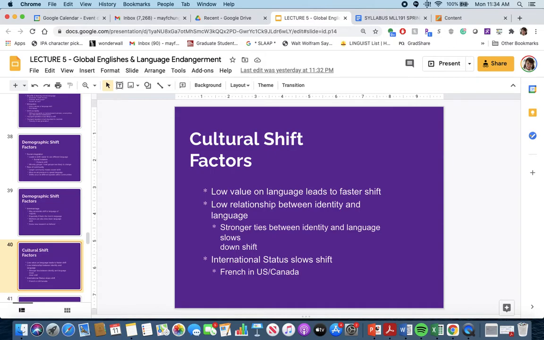International status slows down shifts. So, for example, French usage in the United States and in Canada. In parts of Louisiana, they'll speak a kind of Bayou French, right? So the international status of French as a language and France as a country really increases the value. So, in places like Quebec, where they speak French, right? A lot of people hold that in reverence and they say, oh, yeah, I'm going to go to Quebec or I'm going to go to Montreal, right? So these languages become part of their culture and identity of a place where they become very proud of it. And that is something that slows down the shift.